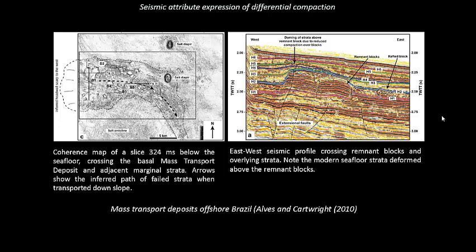So on this slide on the left, you see a coherence slice showing the MTD and the marginal strata from offshore Brazil, as I said earlier. And you can see the inferred path of the failed strata when they flow in the downward direction. To the right here, we see an east-west seismic profile that shows differential compaction over the heterogeneous MTDs well after burial.